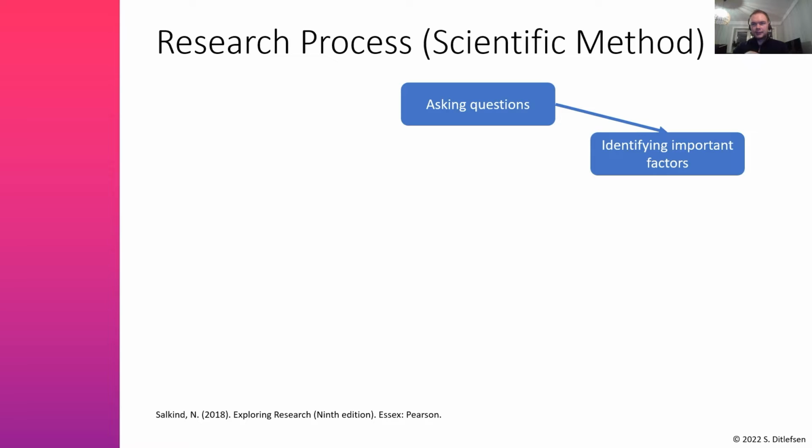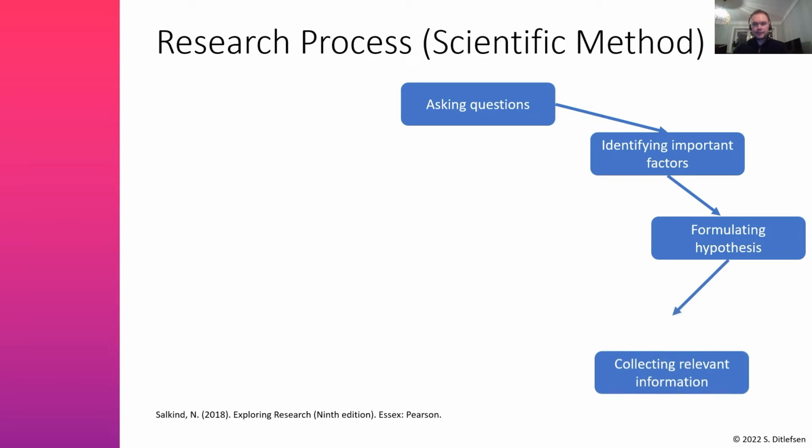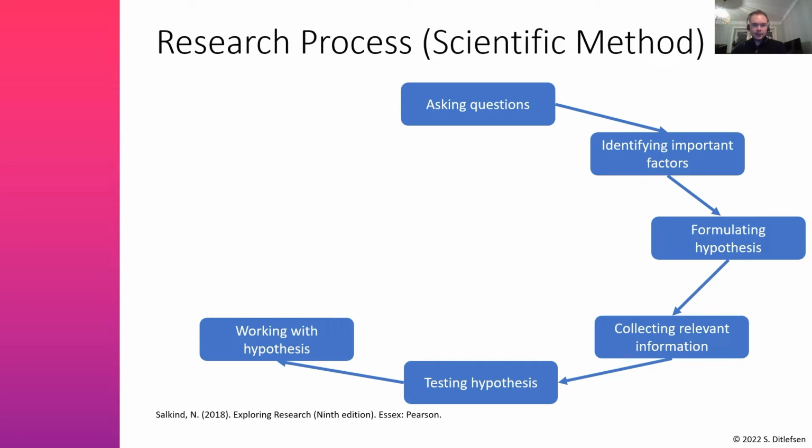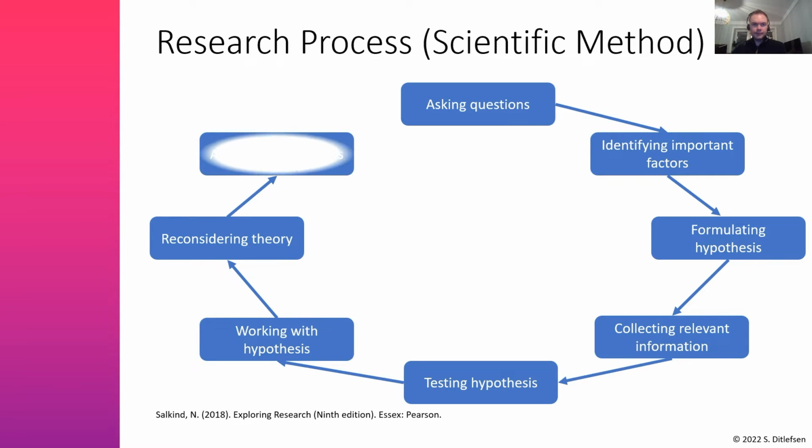Then you go to identifying important factors. Next, you need to formulate a hypothesis. Then you need to collect relevant information. Then you need to test your hypothesis. You go then to working with the hypothesis. Then you're going to reconsider theory. You are going to ask new questions. And then you're back at the start. So this is the scientific method, and it's very important.